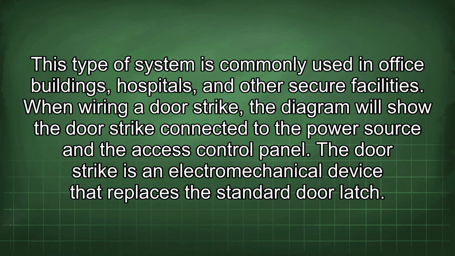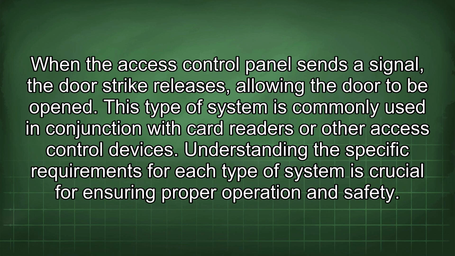This type of system is commonly used in office buildings, hospitals, and other secure facilities. When wiring a door strike, the diagram will show the door strike connected to the power source and the access control panel. The door strike is an electromechanical device that replaces the standard door latch. When the access control panel sends a signal, the door strike releases, allowing the door to be opened.